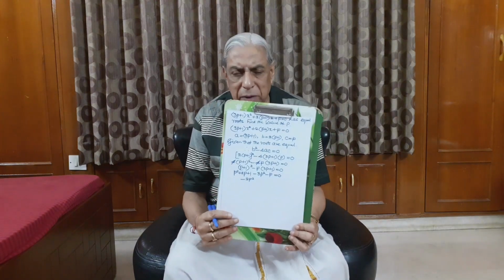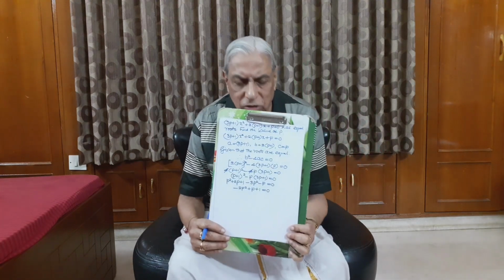Simplify further. p squared minus 3p squared there. See that? It becomes minus 2p squared. Then, notice, p squared minus 3p squared is minus 2p squared. Plus 2p minus p is plus p. Then plus 1 equals 0. See now, minus 2p squared plus p plus 1 equals 0.